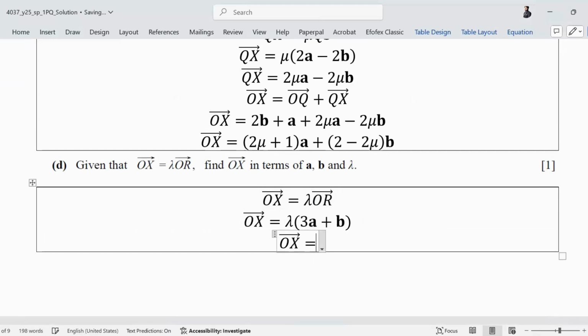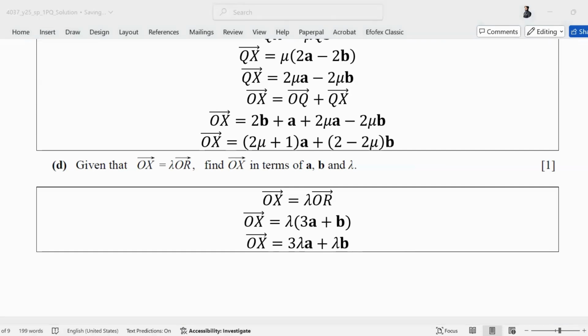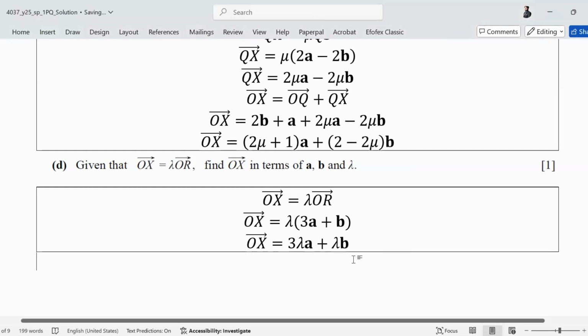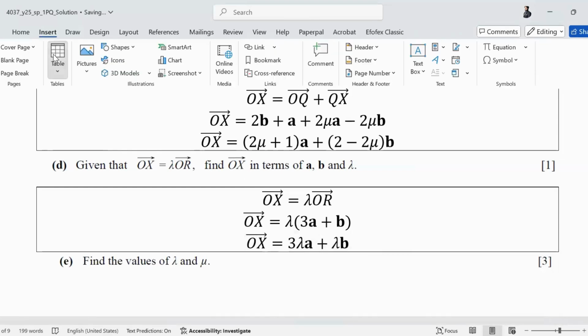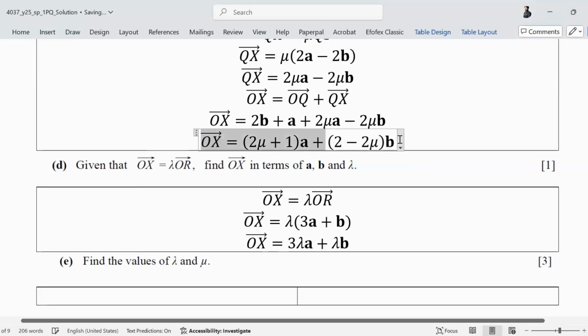So OX is 3 lambda A plus lambda B. So this is what OX is. Now, the last part, part E of this question, where we need to find the values of lambda and mu. Okay, we'll be using the previous parts for this one. We already know that this is also OX.